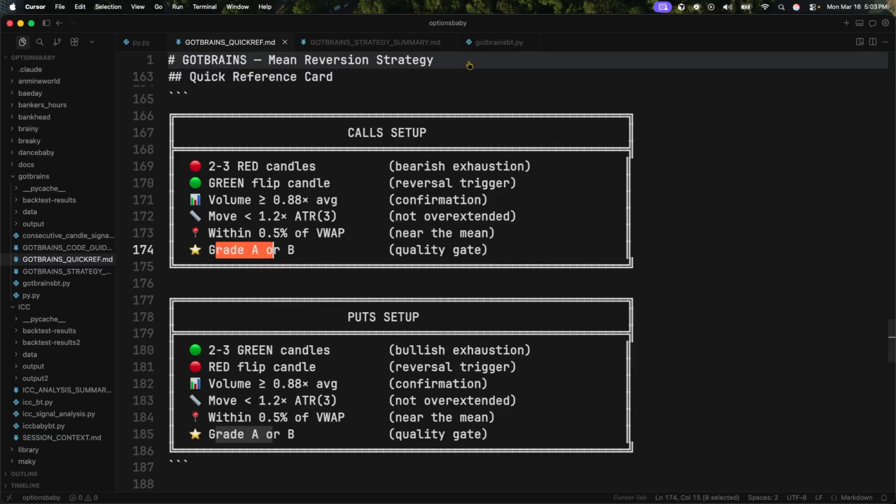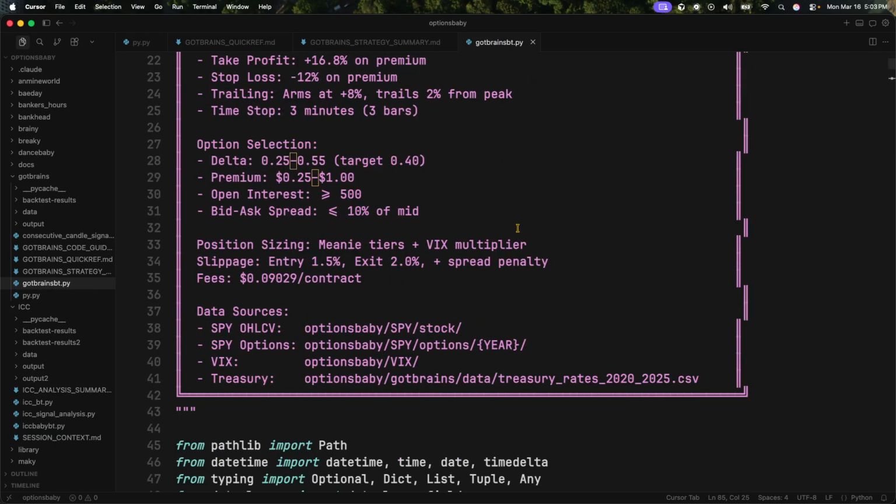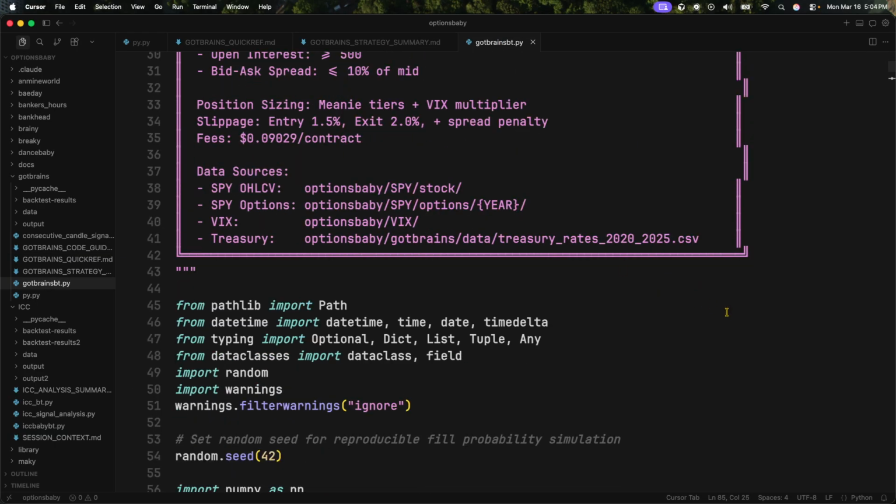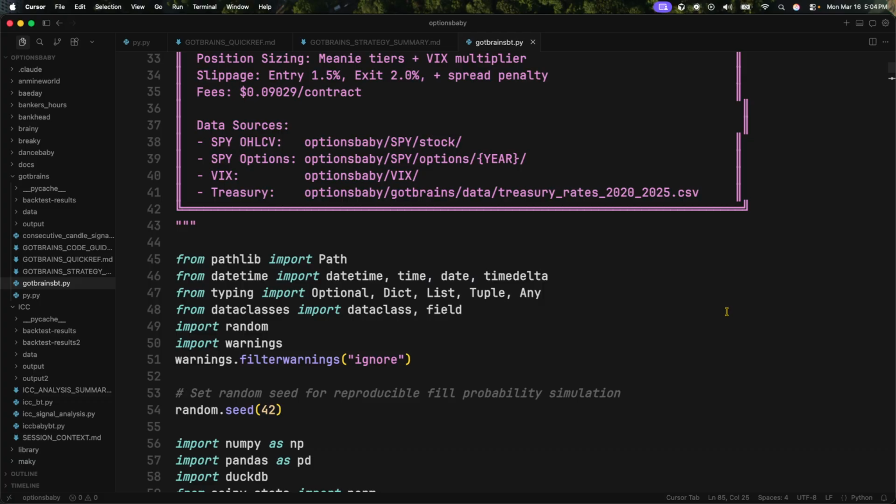And then the puts is going to be the inverse. So let's go ahead and jump into our code. So this is a Python file. And the reason I'm using Python, I'm not going to hold you, that's what I was taught on.